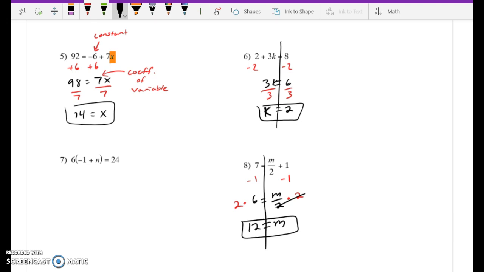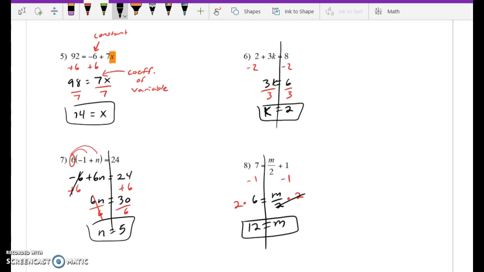Now for number 7. Whenever we have a number on the outside, we want to circle it and distribute it in. That means it goes into both. That gives you negative 6 plus 6n and still equals 24. It's just like any other problem. We're going to solve this problem. Add 6 first to give you 6n equals 30. You divide by 6 to give you n equals 5.